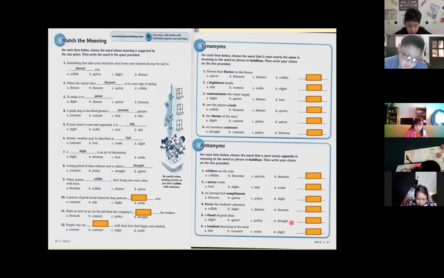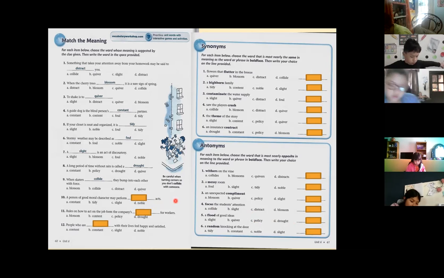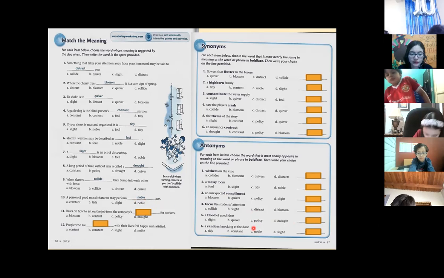Marcelo, Alberto, your video, please. Number 10, it says, a person of good moral character might perform acts. Yes, Marcelo. What is the answer of number 10? A person of good moral character performs acts that are noble. It's a noble act. Excellent, Marcelo. That is the answer. Noble acts.